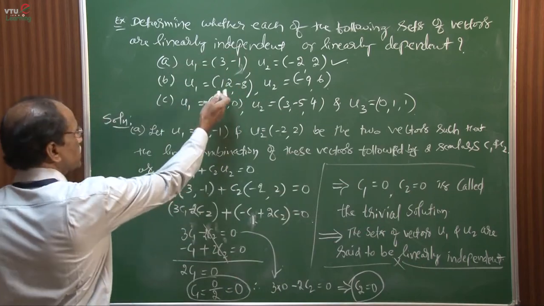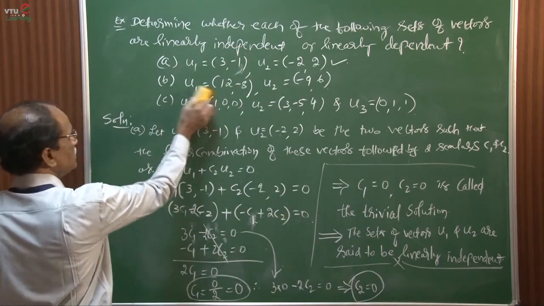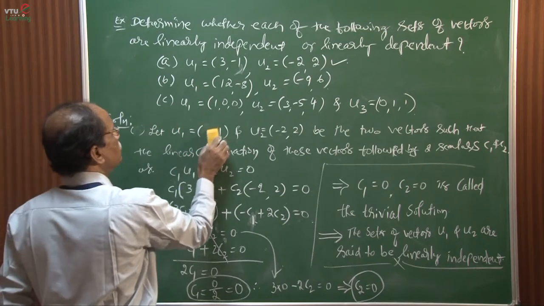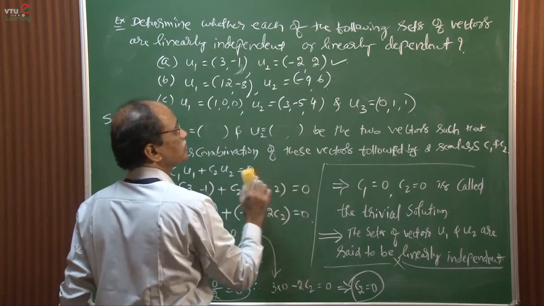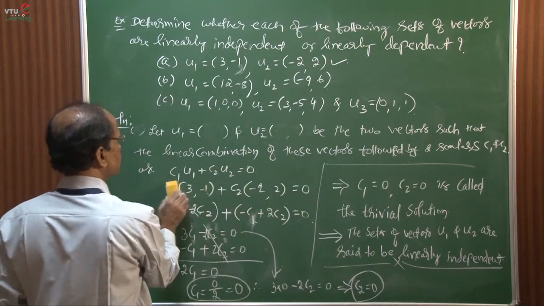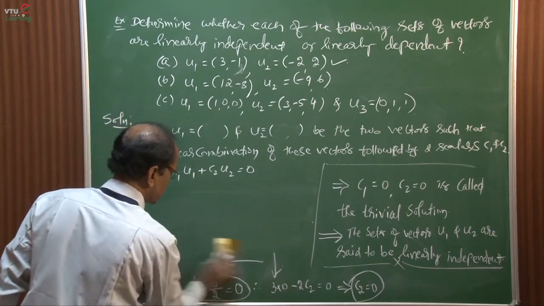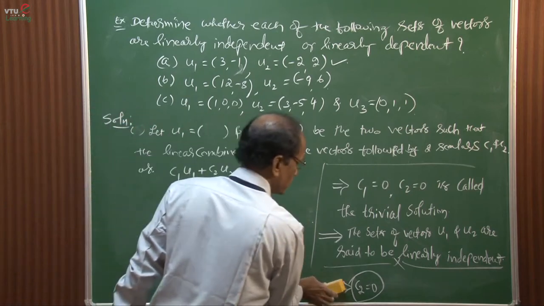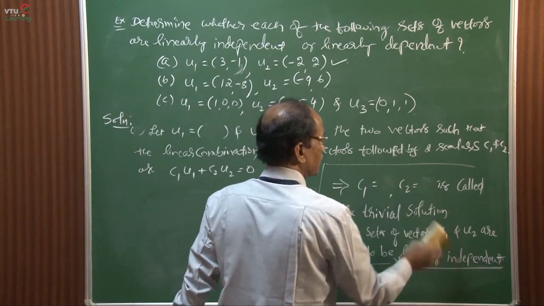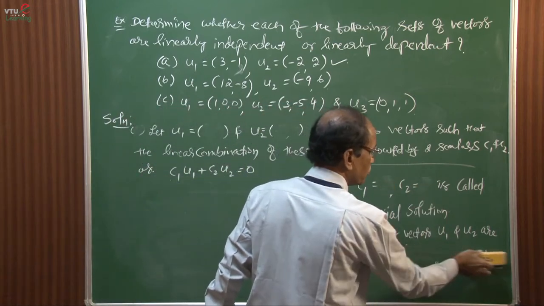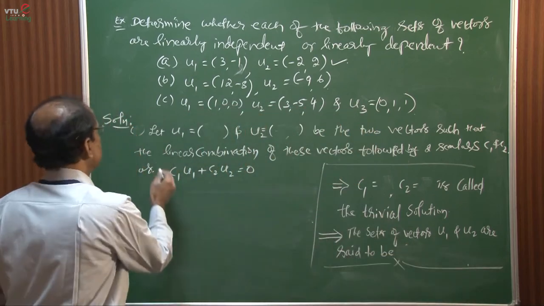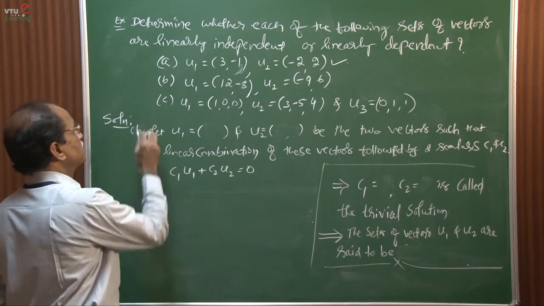So, we will try to answer the second question for the same statement. This is B, and let u1 and u2 be the two vectors such that the linear combination is considered. I will retain the same thing. Now, I shall form the two equations and calculate the values, and prove the result in the same type of statement. So, here is the answer for question B.